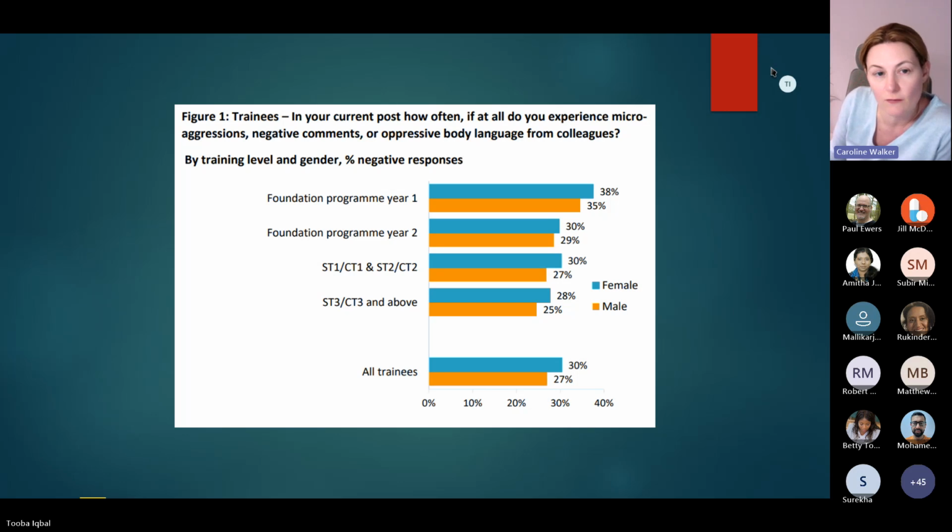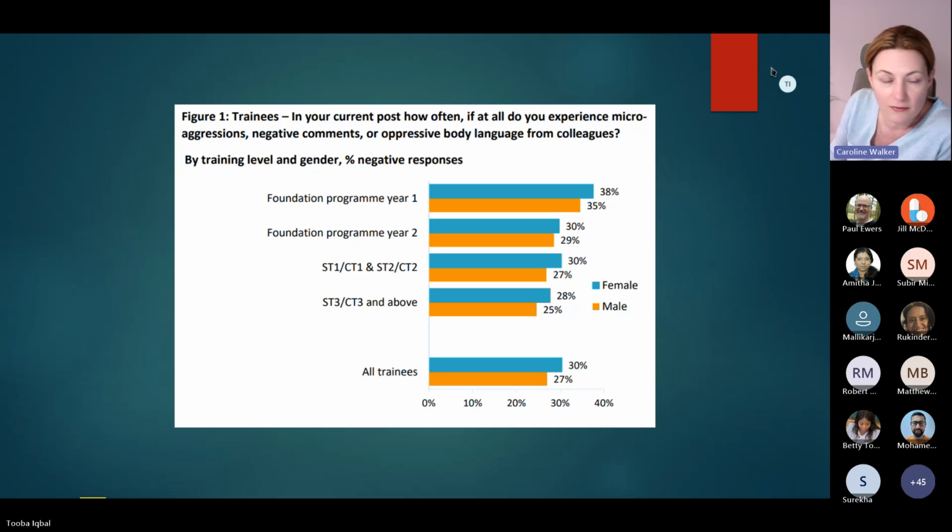And I think the striking bit from this data here, from the 2024 National Training Survey, is that the more junior you are within the organisation, the more likely you are to experience incivility, microaggressions, those negative comments, and oppressive body language from colleagues.